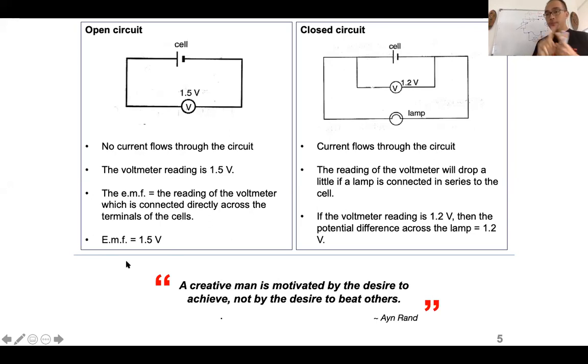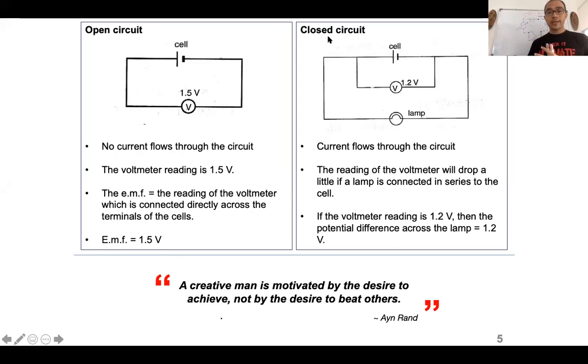So important thing to remember, how do you know whether the reading is the EMF reading or the potential difference reading? If it is in an open circuit, then it is the EMF. When there's nothing else flowing, in any other circuit, then it is the EMF.